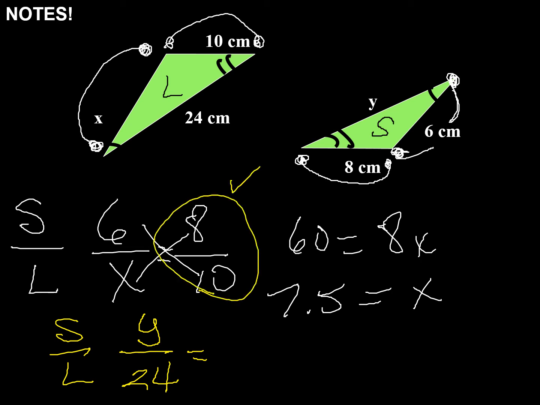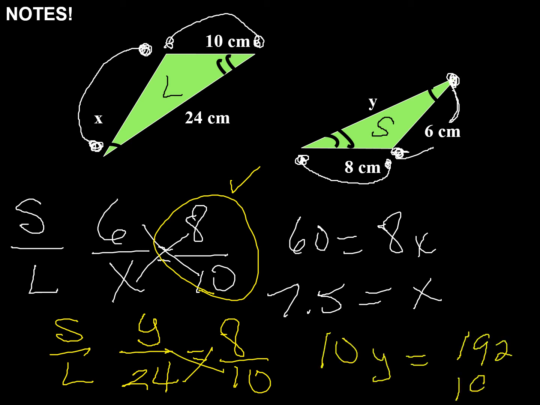We had both parts of it. Use it again. 8 over 10, and now cross multiply. So 10y equals 192, and divide that out, and you get 19.2 for the y side. And that's pretty much it.